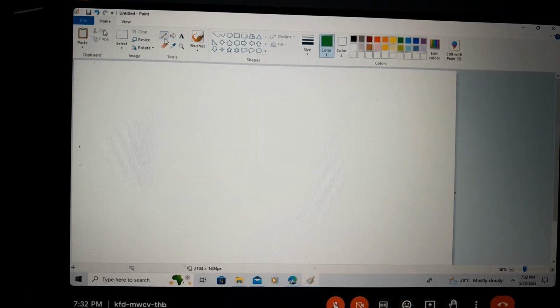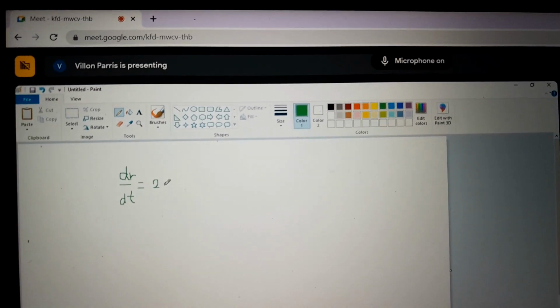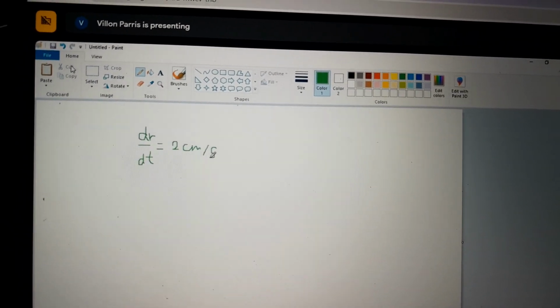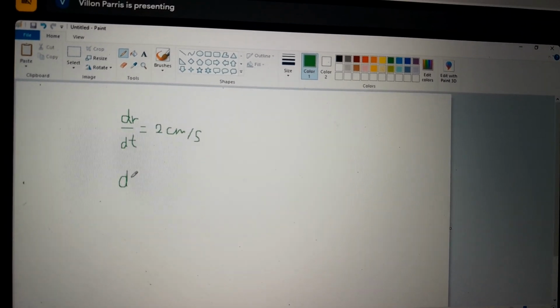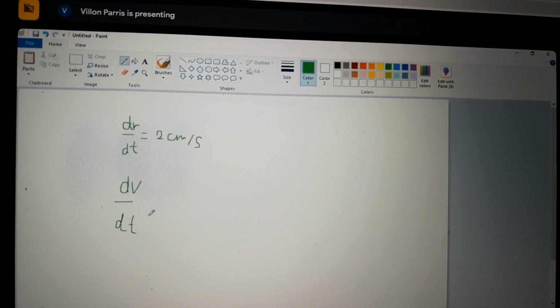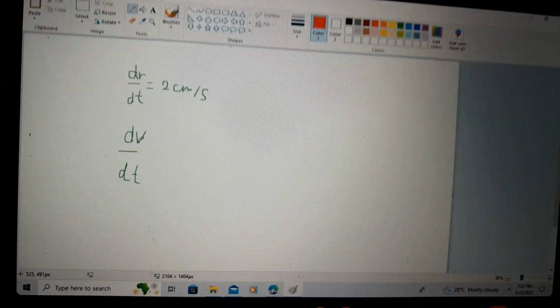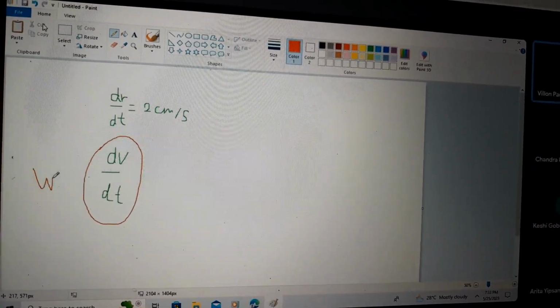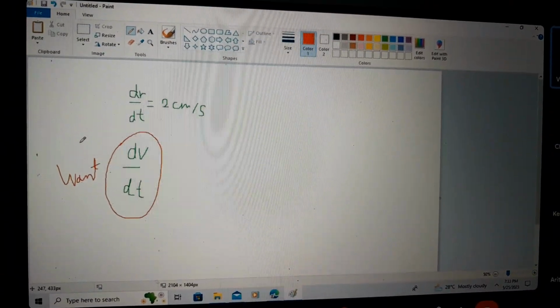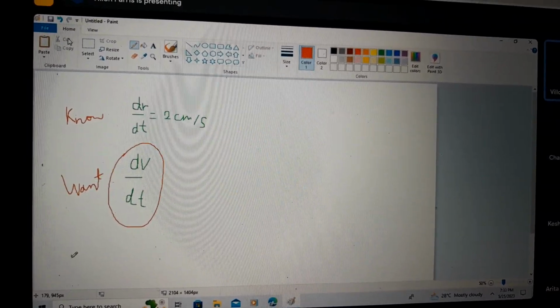Good. So according to the information we are given, dr dt, that's a change in radius over time. Are we good? Yes, sir. They ask us to find the change in volume, the rate at which the volume is changing. So that's a change in volume over time. In order to find this, what they want, I know, or given, and I need to find something in the middle.